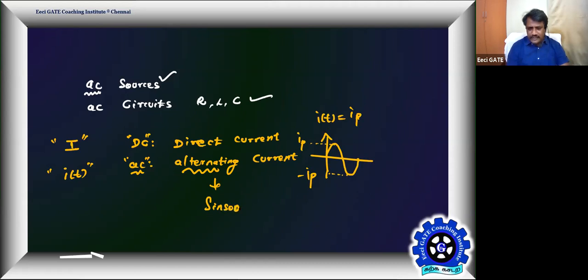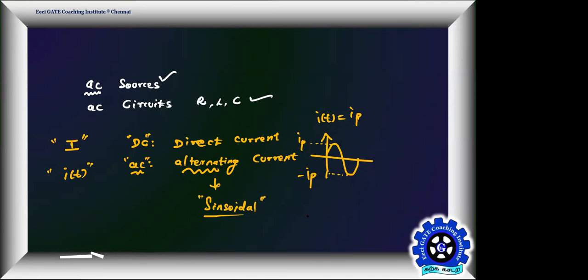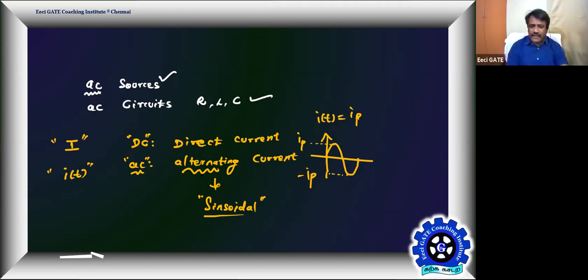Sinusoidal source. So what is the power supply we are getting to our home? What is the power supply we are generating in generating stations? AC or DC? AC only. So by default, an AC means it is represented by a sinusoidal pattern.